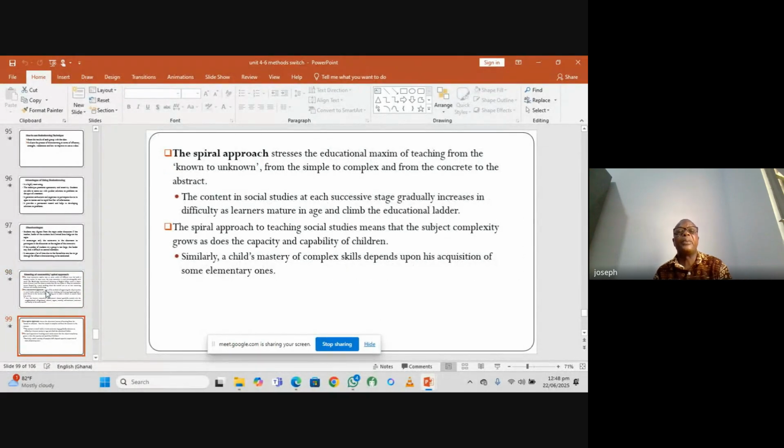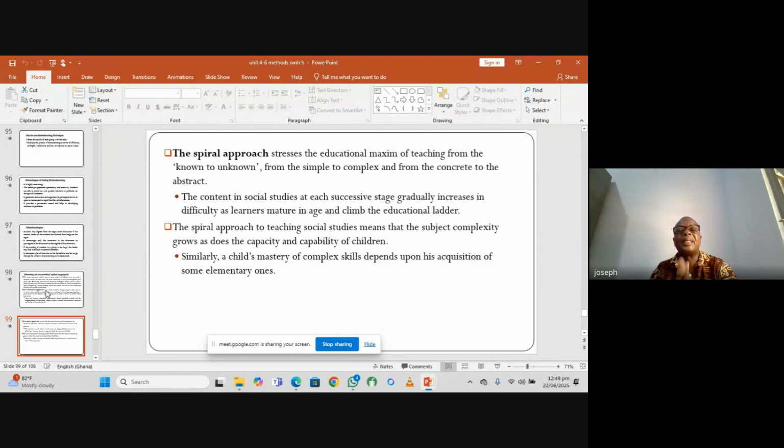Then the spiral approach stresses the educational maxim of teaching from simple to complex. Because in the spiral approach, the diagram starts from a point and winds around, and the size also increases. So in describing the spiral approach, we always use simple to complex, and we use known to unknown to describe the concentric approach because we are starting from the child's immediate environment.